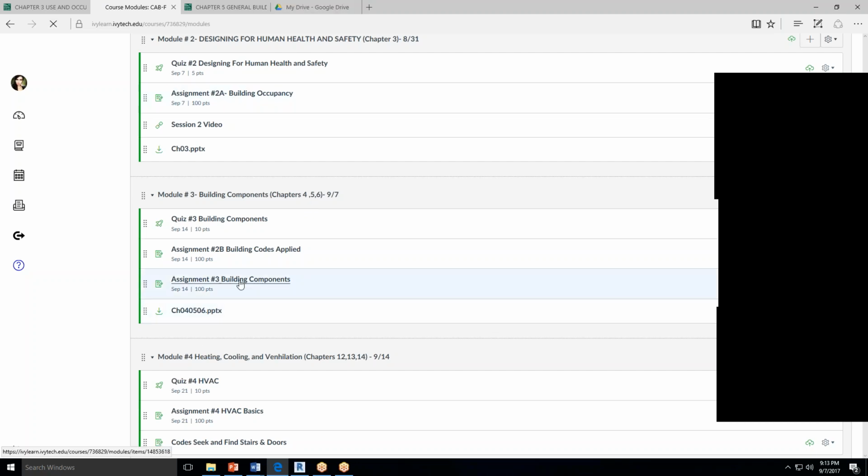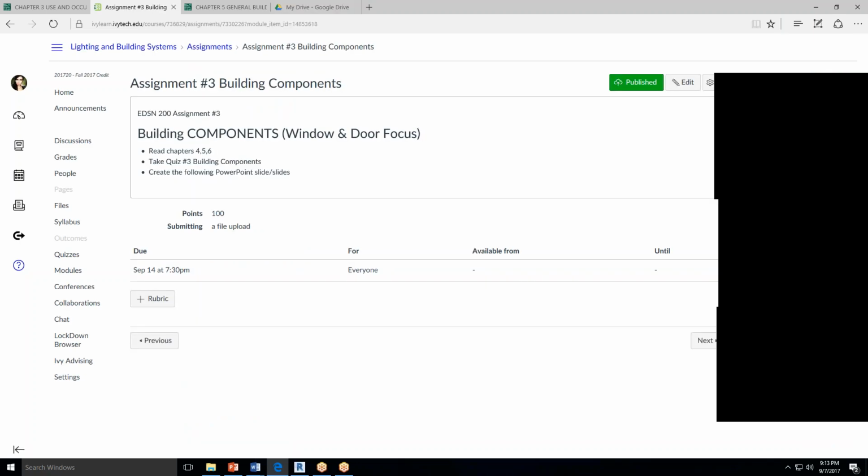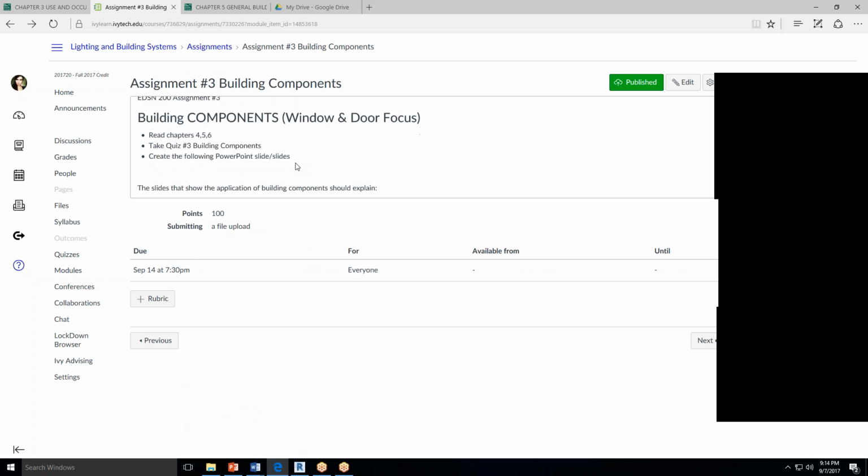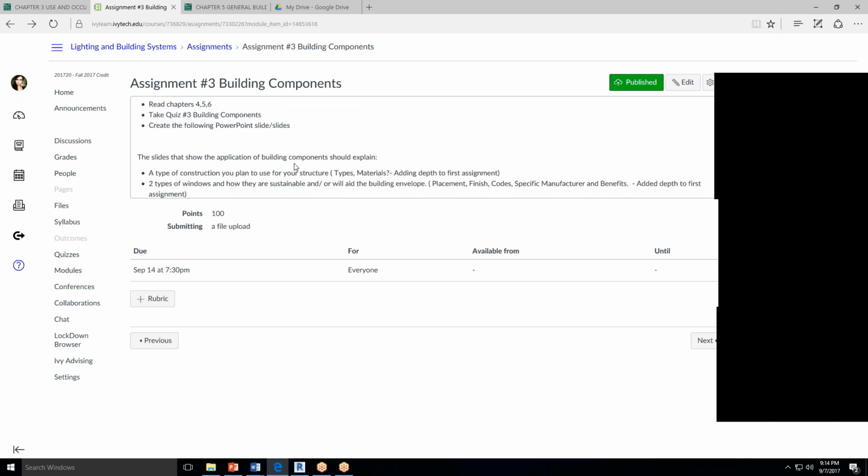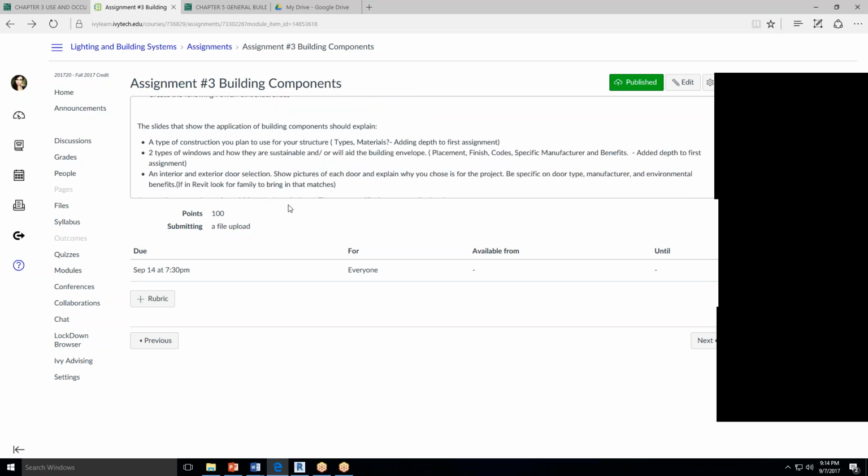Assignment 3, if I click on it, it says, read 4, 5, and 6, take quiz number 3 building components, and create the following PowerPoint slides. The slides that show the application of building components should explain a type of construction you plan to use for your structure. And by that, again, I'm being pretty loose about these things, and then I'm giving you feedback.